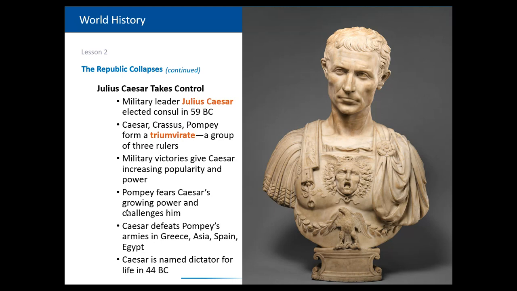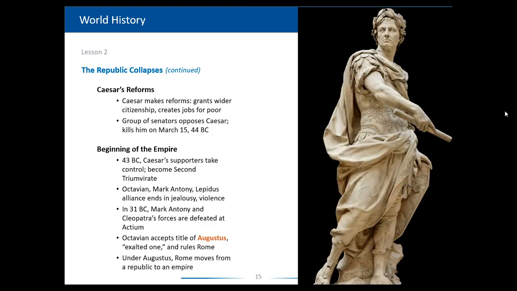Caesar is named dictator for life in 44 BC. And here's an actual bust, a sculpture, of Julius Caesar. Here's another statue of Julius Caesar as well. Caesar's reforms: Caesar makes reforms, grants wider citizenship, and creates jobs for the poor.